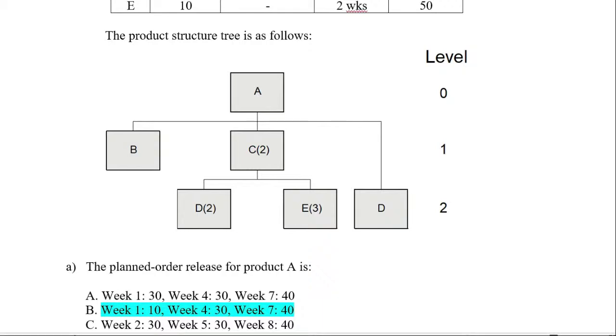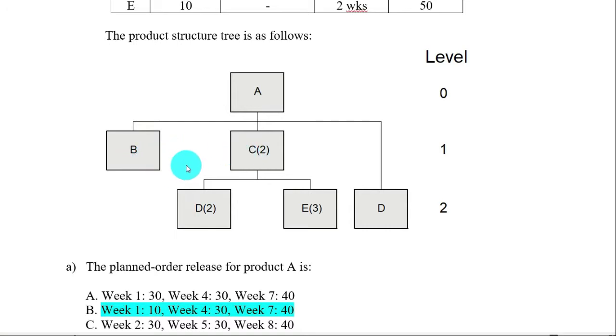Hi, in this video we'll fill out MRP forms for items B and C. So for 1A, you need 1B. Okay, so we'll do B first and then C.